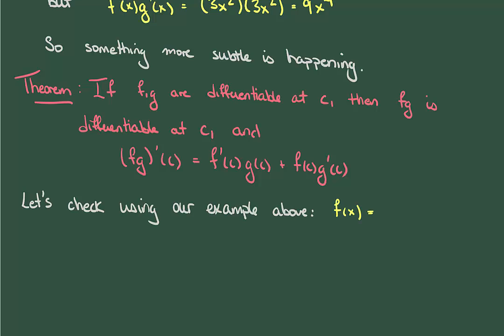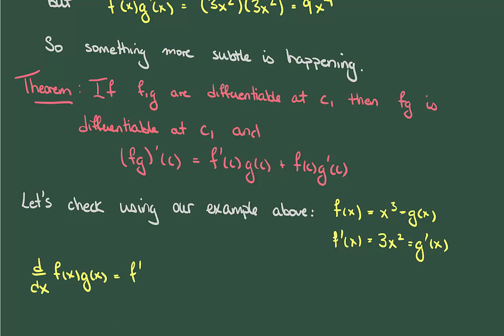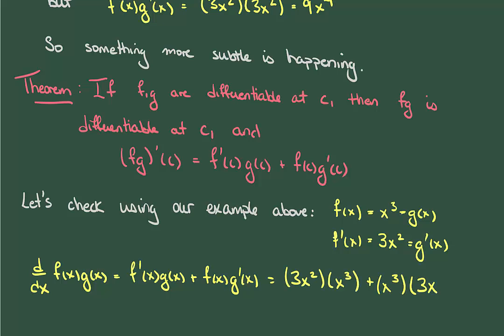Okay, so let's check that this works by using our example above. Again, let's take f of x and g of x to be x cubed with derivatives 3x squared. Applying the product rule as written gives us this. And plugging in everything, we get 3x to the 5 plus 3x to the 5, or 6x to the 5, which is exactly what we were supposed to get.